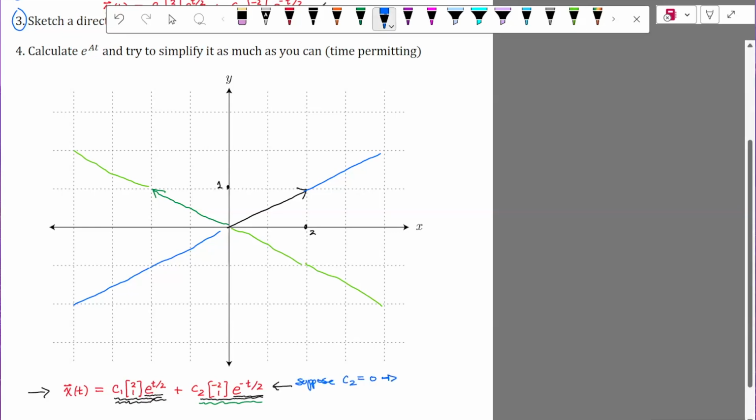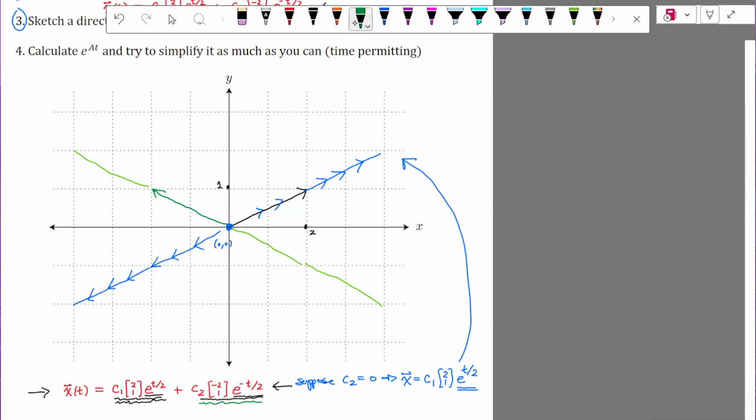Now suppose C2 equals 0. That means that our solution only moves in the direction of 2, 1. Since the magnitude of x increases as time increases, we also know that we will be moving away from the origin as time increases. We will plot that here by putting arrows on the eigenline in a direction moving away from the origin.